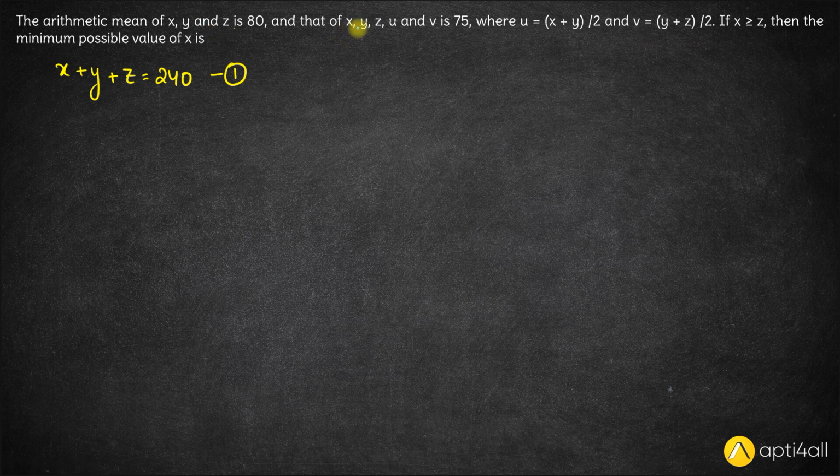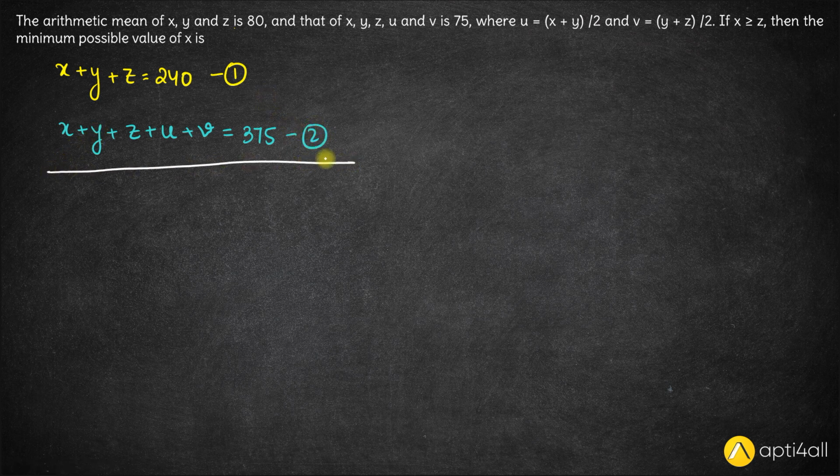Next, the average of x, y, z, u and v is 75. So the average of these 5 numbers x, y, z, u and v is 75. So the sum will be 75 into 5. 75 into 5 is 375. This is the second equation.